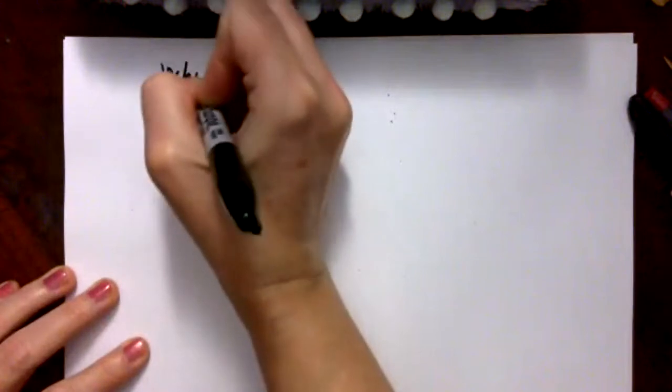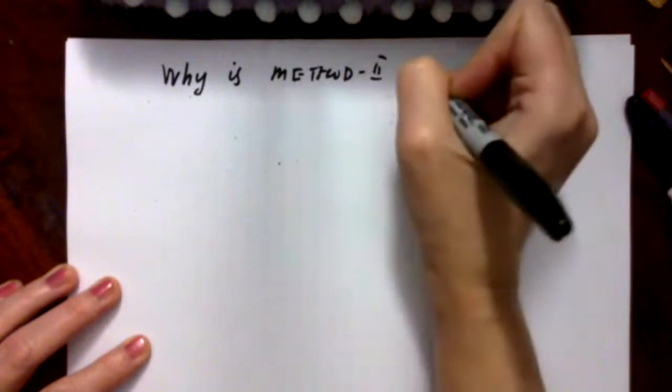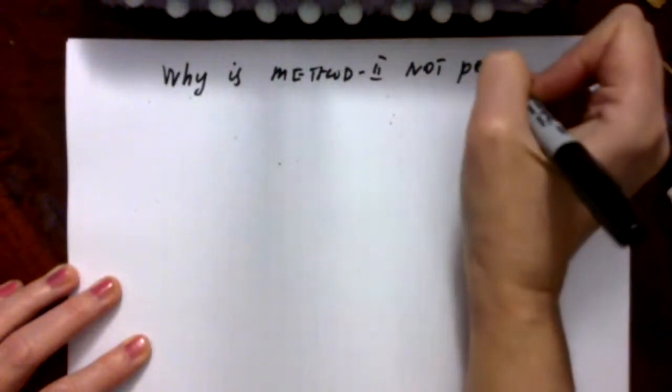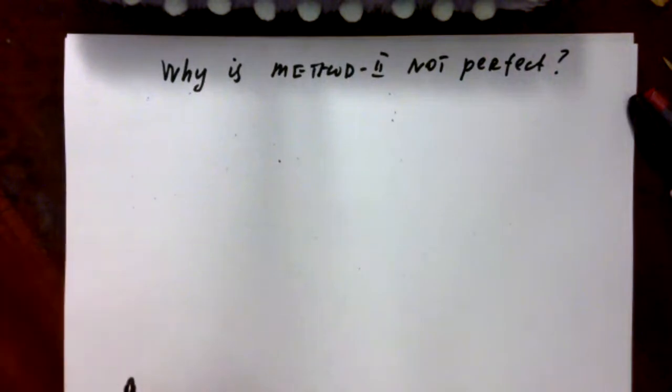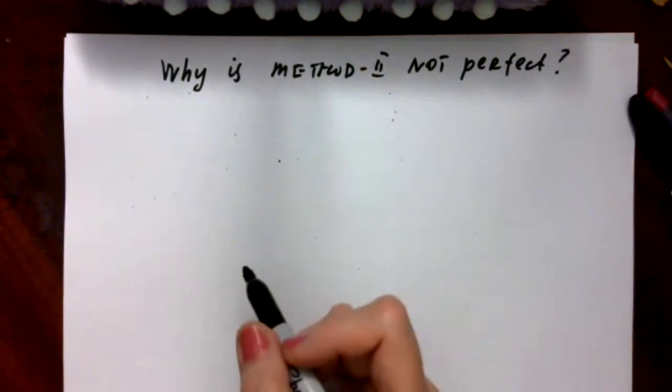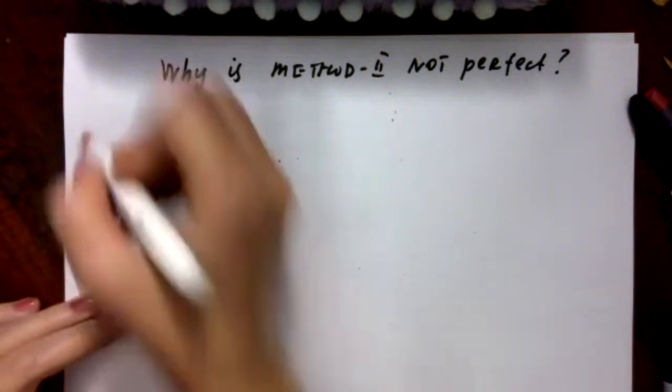So why is method 2 not perfect? Let's give it such a title. Why is method 2 not perfect? Why can't we apply it anywhere? Because it's so good, seemingly so simple. I'm just going to convince you by 2 examples.